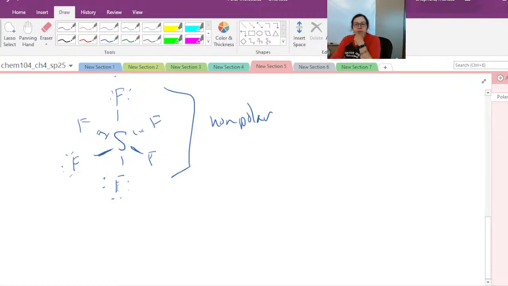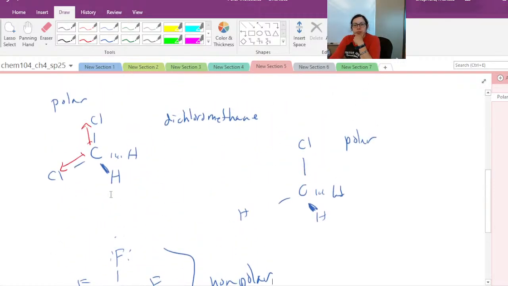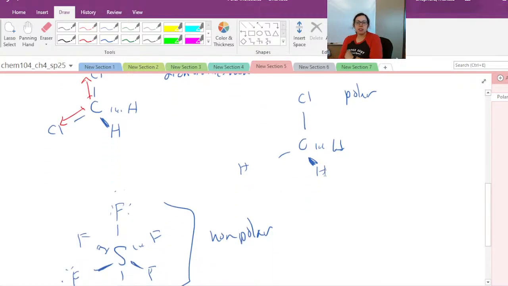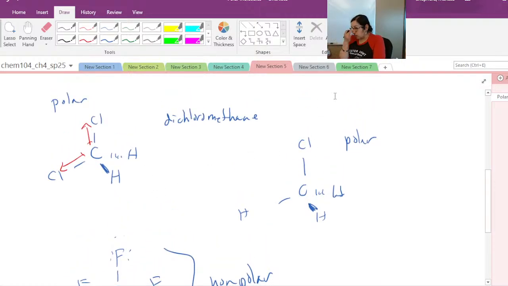Could you repeat the one with the chlorine and the hydrogen? This one? Yeah. Here we have a chlorine, so we've broken the symmetry. We have three hydrogens, but the chlorine is still pulling in this direction, so that makes it polar. We don't calculate the electronegativity here; I just didn't because we had done it previously. But since it's a halogen, you know it's already going to be electronegative.